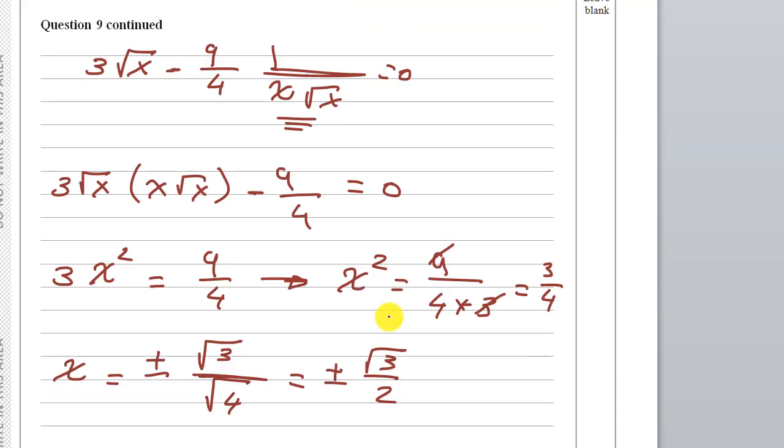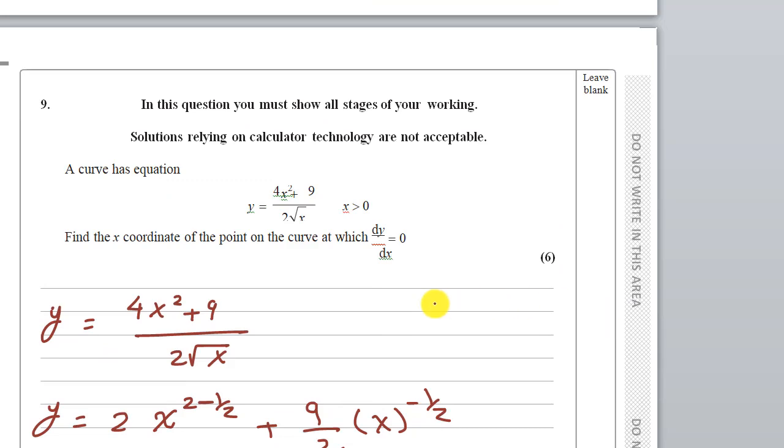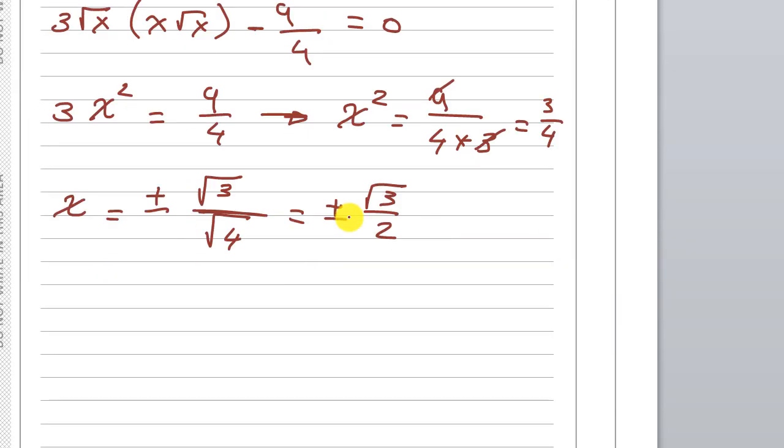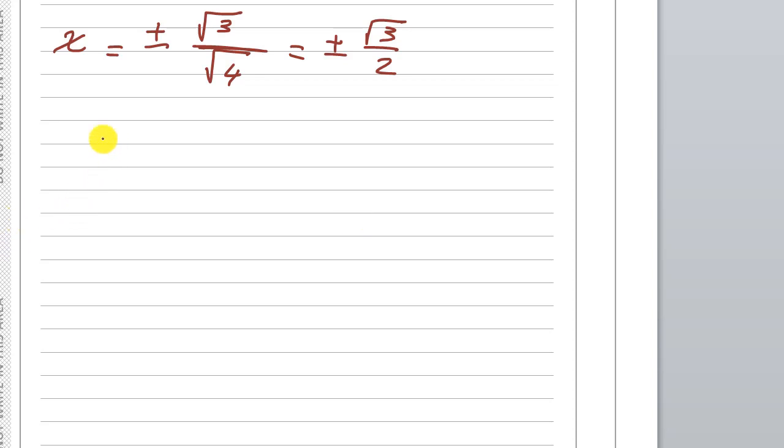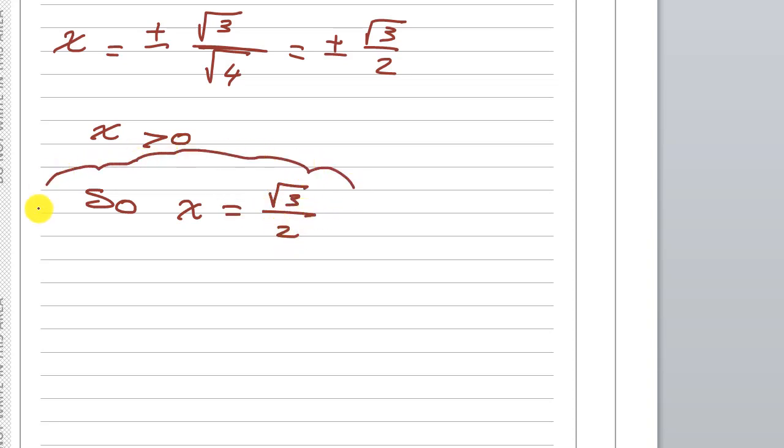Let us go to the question. He said that x bigger than 0. So x bigger than 0. So x is equal to square root of 3 divided by 2. And this is the answer of this question. Let us go ahead to another one.